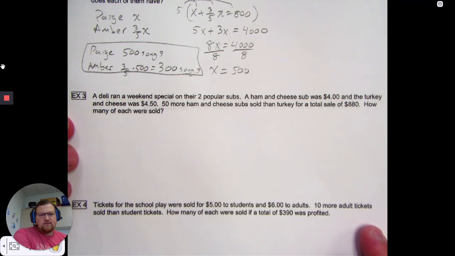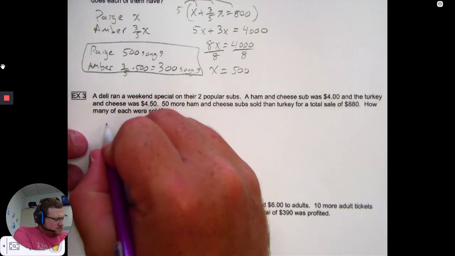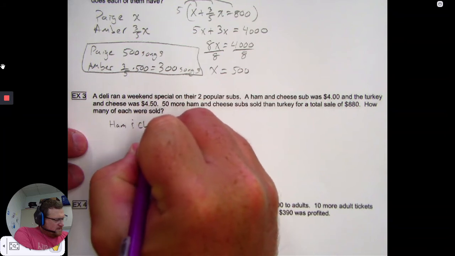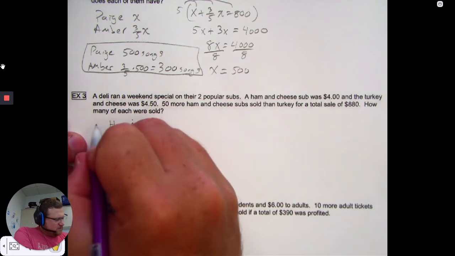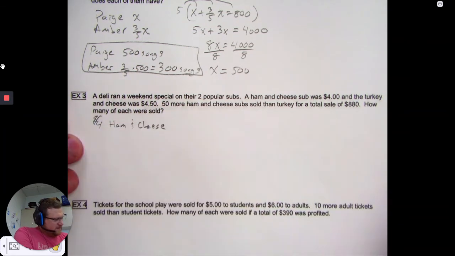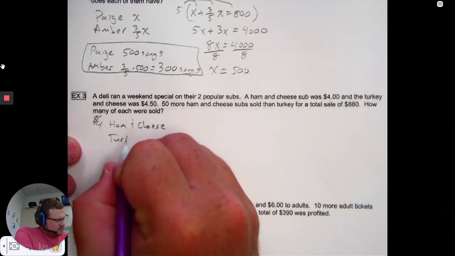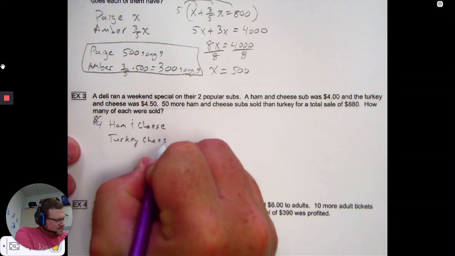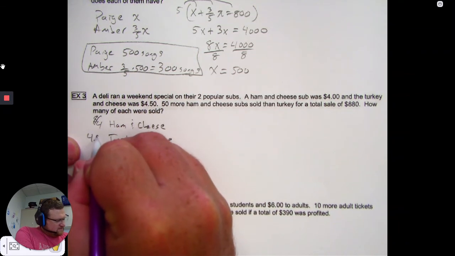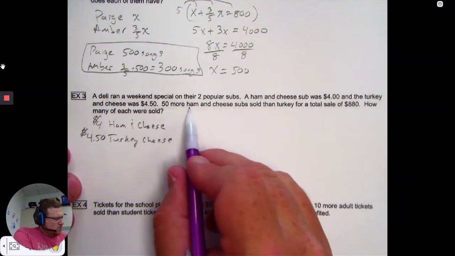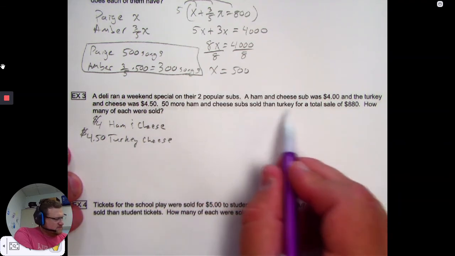Okay, a deli ran a weekend special on their two popular subs. A ham and cheese sub was $4. So we have a ham and cheese, that cost us $4. And then a turkey and cheese was $4.50. So turkey and cheese, that's $4.50. It says there were 50 more ham and cheese subs than turkey.